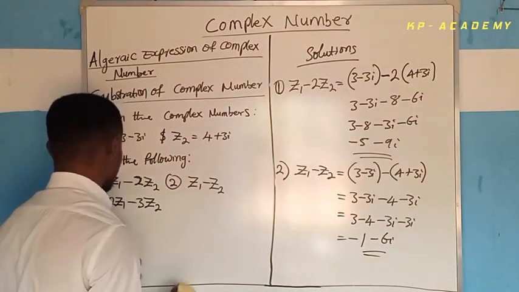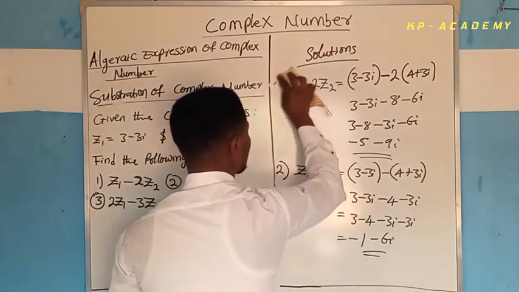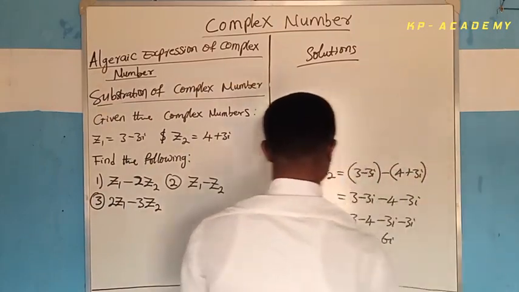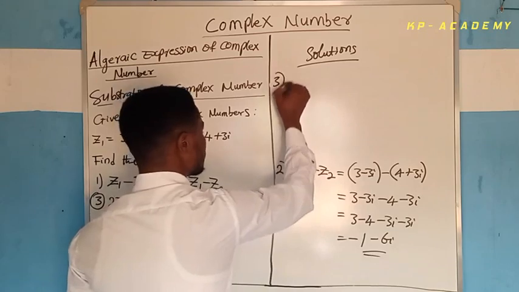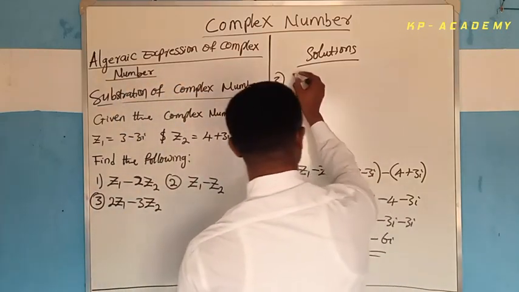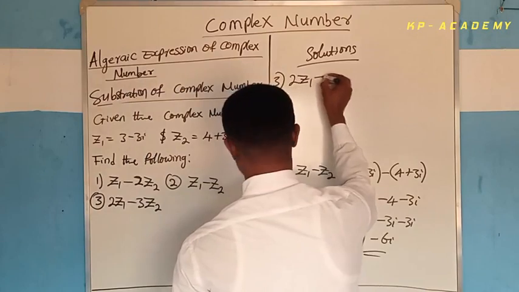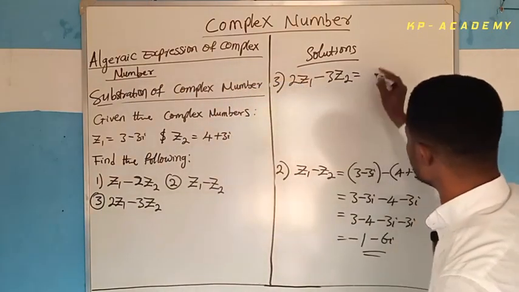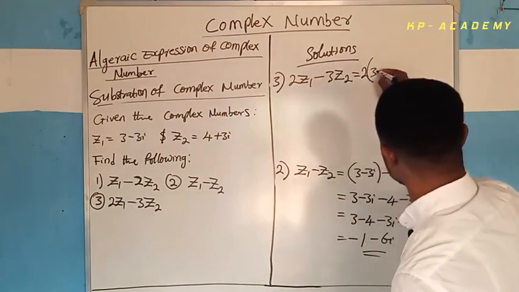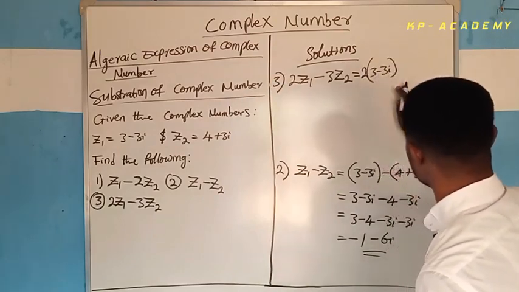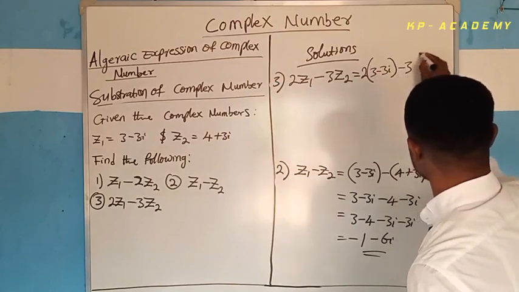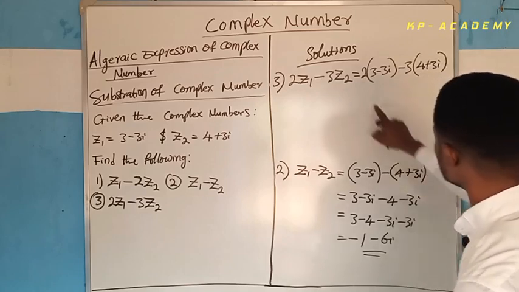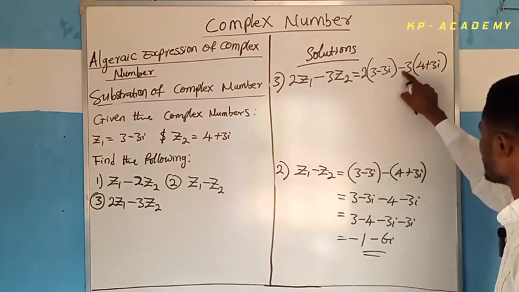Now, finally, let us look at number three as far as subtraction of complex numbers is concerned. So I'm going to wipe off, so please take a screenshot of your screen. The third one says that we should find 2z1 minus 3z2. And if I do that, I'm going to have something like this. Now, 2 outside into 3 minus 3i as the value of z1. Now, minus 3 outside into 4 plus 3i, close. Now I'm going to use this 2 here to open out this bracket and use this minus 3 here to open out this bracket.